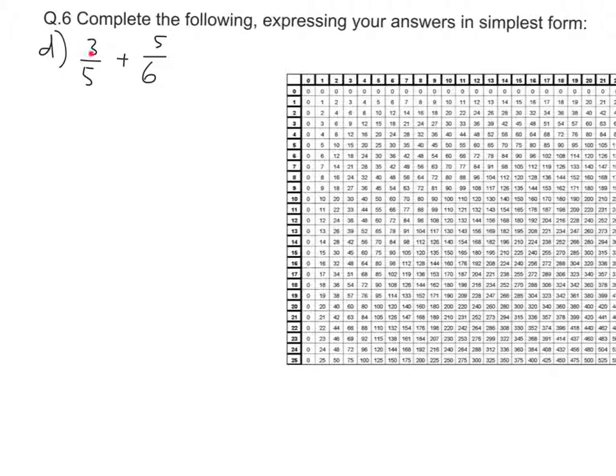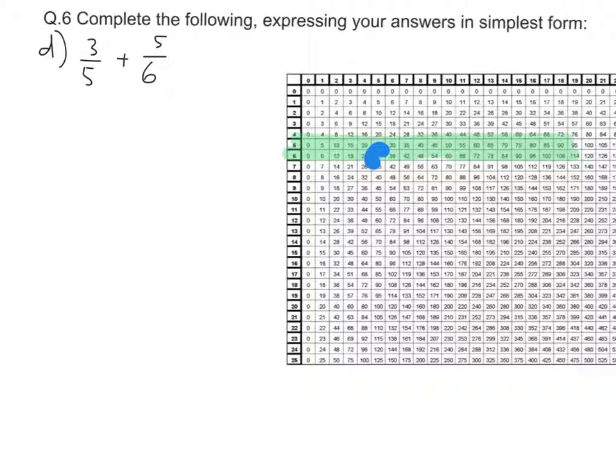Next question, 3 over 5 plus 5 over 6. I need to make the denominators the same. I need to highlight the multiples of 5 and the multiples of 6. So I'll go ahead and do that. Multiples of 5 and the multiples of 6. I'll look to find the first number that they share, or the lowest common multiple. I can see they share a number.